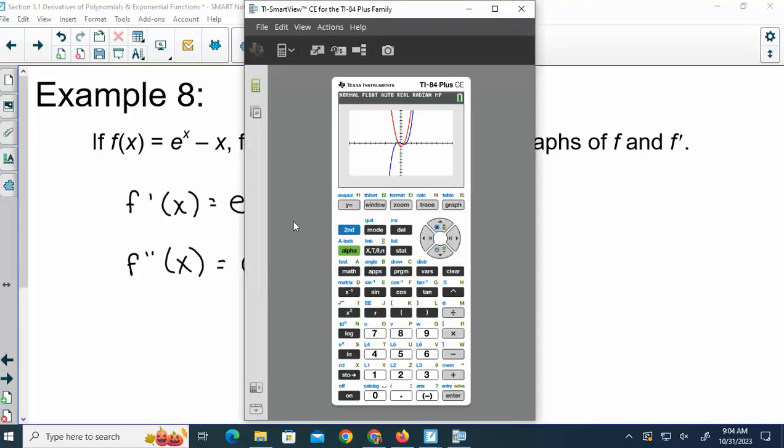So my first function was e to the x minus x. First derivative was e to the x minus 1. And the second derivative was e to the x. Okay. Kind of a lot there.